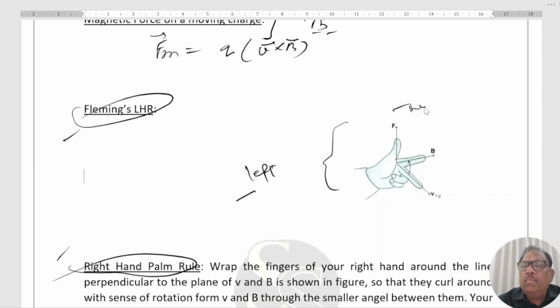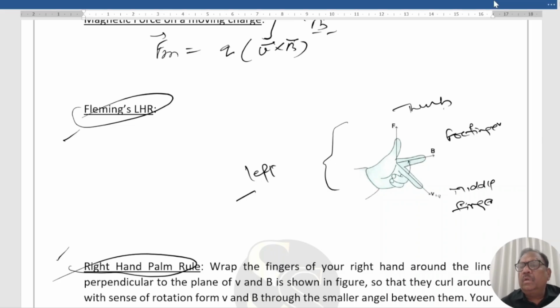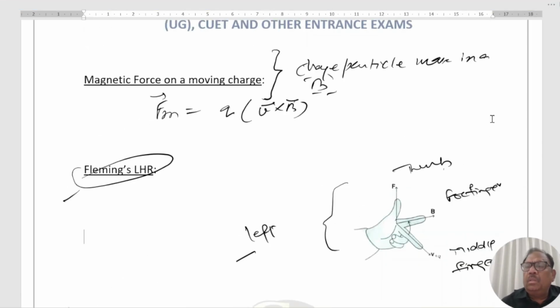This is the thumb. This is the forefinger. This is the middle finger. The forefinger, middle finger, right? Then if this indicates the direction of magnetic field, this indicates the direction of movement of positive charge, then this is the direction of magnetic force.